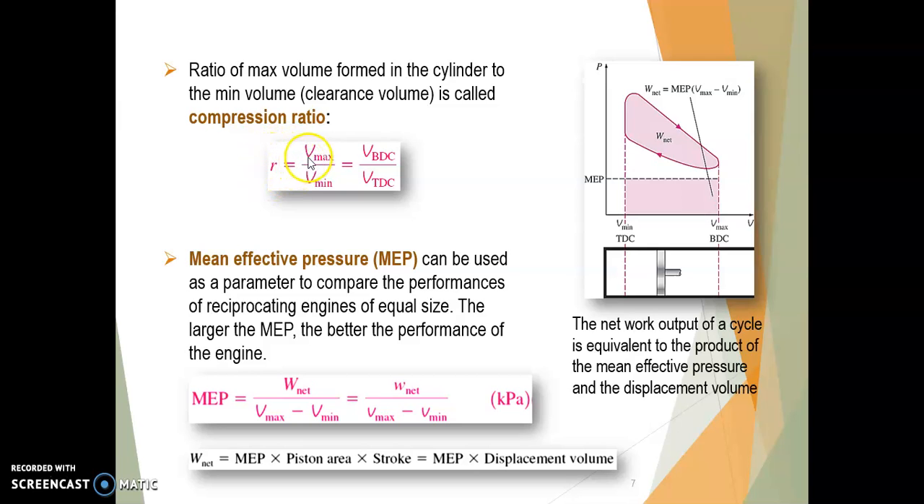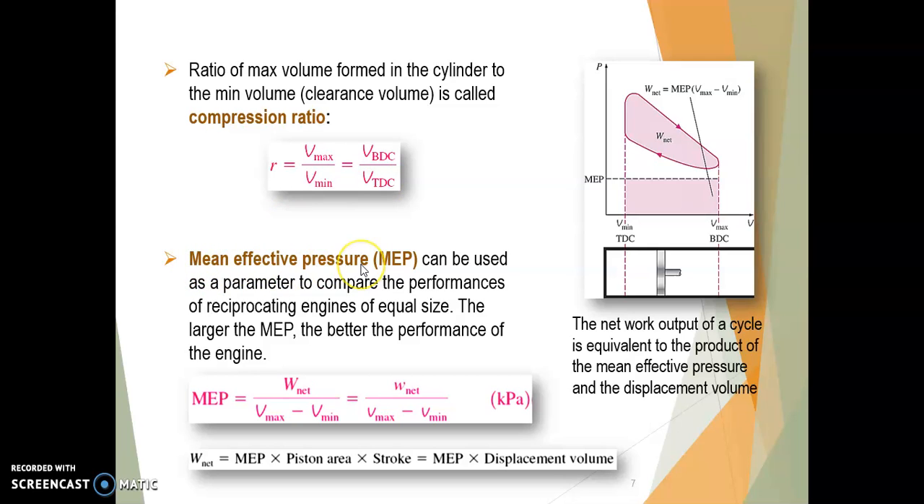The compression ratio equals the maximum volume over the minimum volume. The maximum volume, as explained earlier, is the displacement volume, which is the distance between the top dead center and the bottom dead center. Then the minimum volume is the clearance volume, which is at the top section when the piston is moving to the top part.